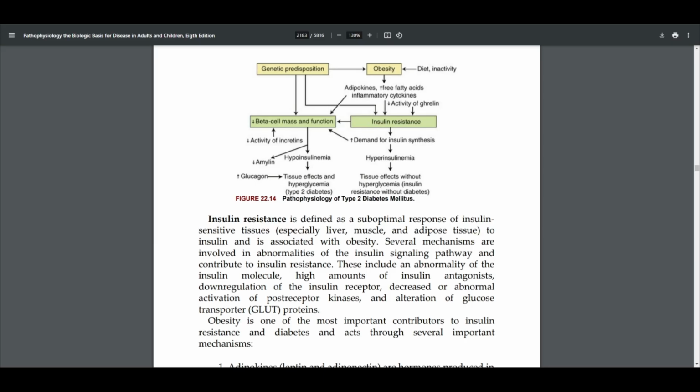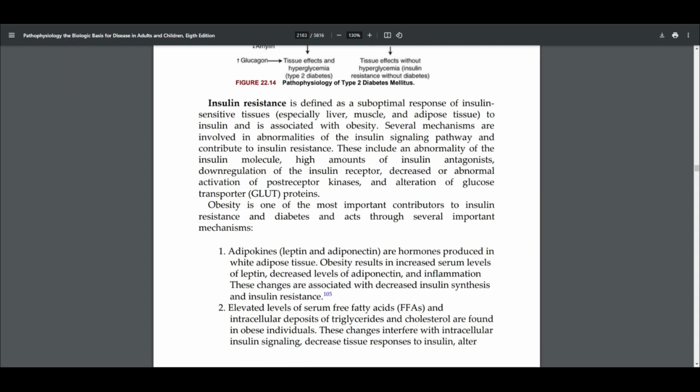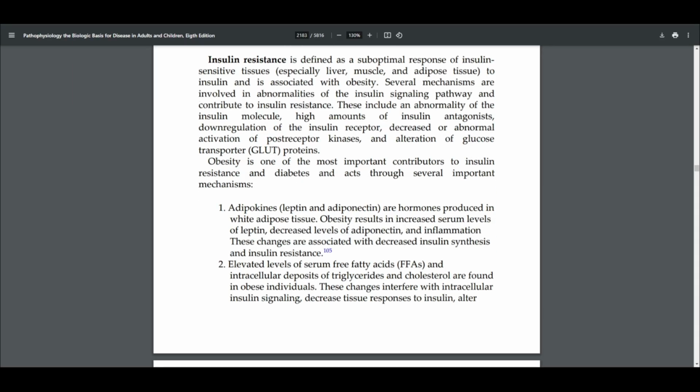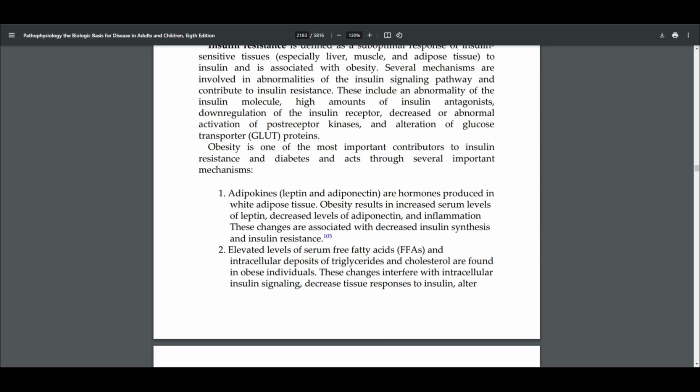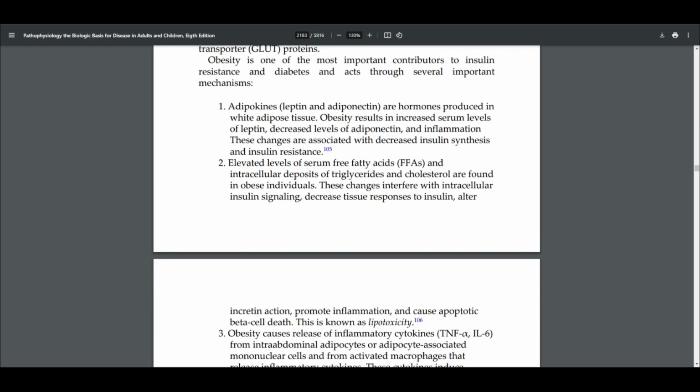Obesity is one of the most important contributors to insulin resistance and diabetes and acts through several important mechanisms. Number 1, your adipokines, your leptin and adiponectin, are hormones produced in white adipose tissue. Obesity results in increased serum levels of leptin, decreased levels of adiponectin, and inflammation. These changes are associated with decreased insulin synthesis and insulin resistance.